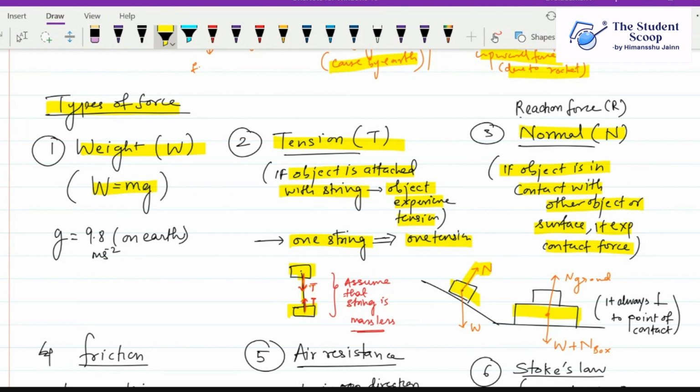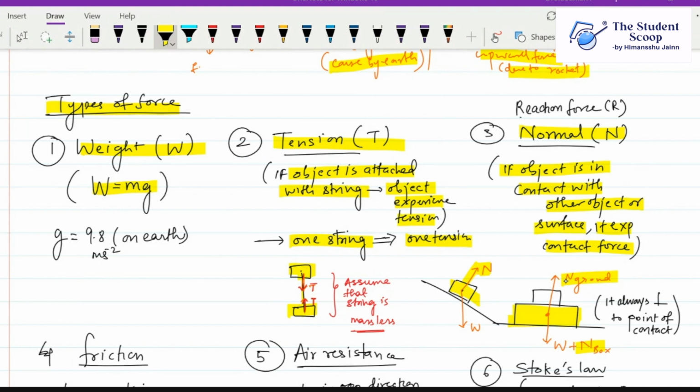Also, one more mistake we shouldn't make: if there are multiple objects, let's say the block here in the middle is experiencing two contact forces, one from the ground, which will be upward, and one from the box above. So these are the two forces. If the object is in contact with n number of surfaces, then it will have n number of normal forces. That is something we need to care about.